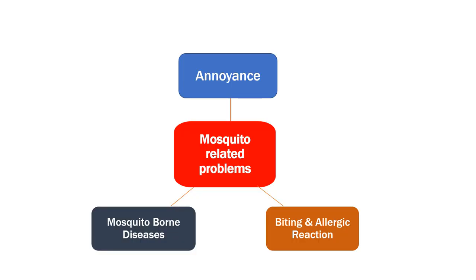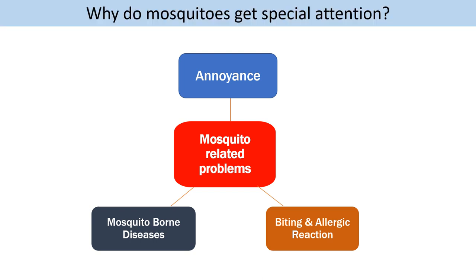The first question that comes to our mind is, why do mosquitoes get special attention? Because mosquitoes create some problems for human beings in terms of annoyance because of buzzing sound or flight, because of biting or subsequent allergic reactions, and most importantly, mosquitoes act as vectors of some disease-causing pathogens and parasites, and we call those diseases mosquito-borne diseases.